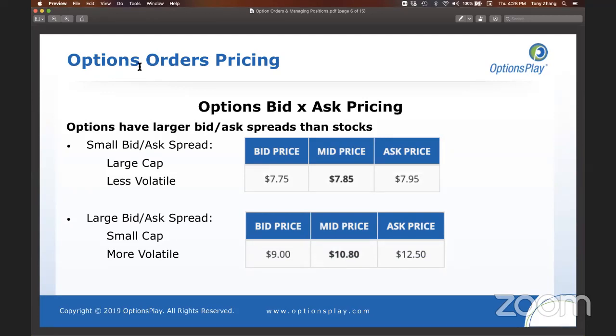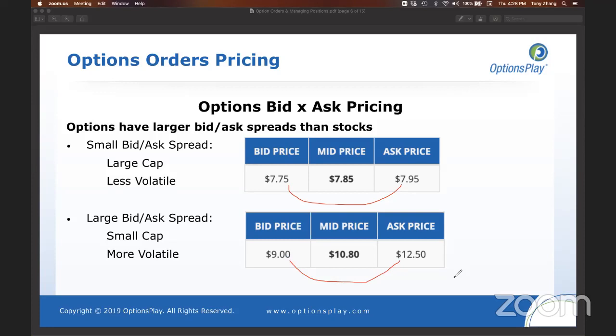So when you're talking about large cap stocks and stocks that are less volatile, we'll typically see spreads that are relatively small. And what I mean by relatively small is, as you can see here, I have a spread of 7.75 by 7.95. That's a spread of about 20 cents. Versus sometimes when you're trading a small cap stock or a stock that has a lot of volatility, you might see a much wider spread, like $9 by $12.50, a $3.50 wide spread.